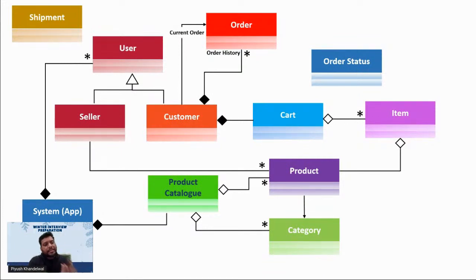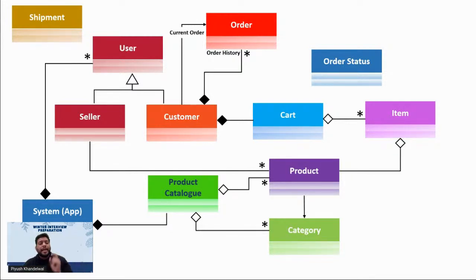The product might be involved in some other cart as well, some other item as well. So without an item, the product can exist. But an item consists of a product. So here we have aggregation. I hope this is clear.